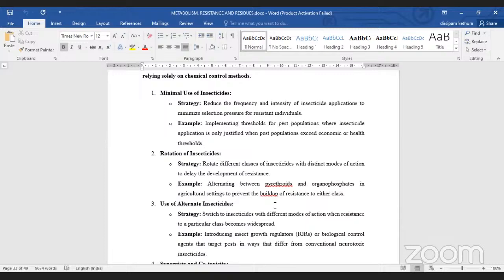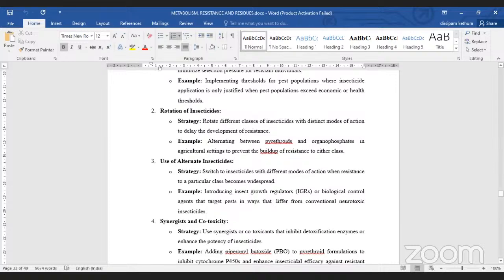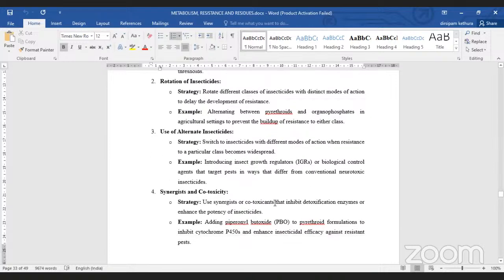And the third one here is use of alternate insecticides. Switch to insecticides with different modes of action when resistance to a particular class becomes widespread. Example, introducing insect growth regulators or biological control agents that target pests in ways that differ from conventional neurotoxic insecticides.